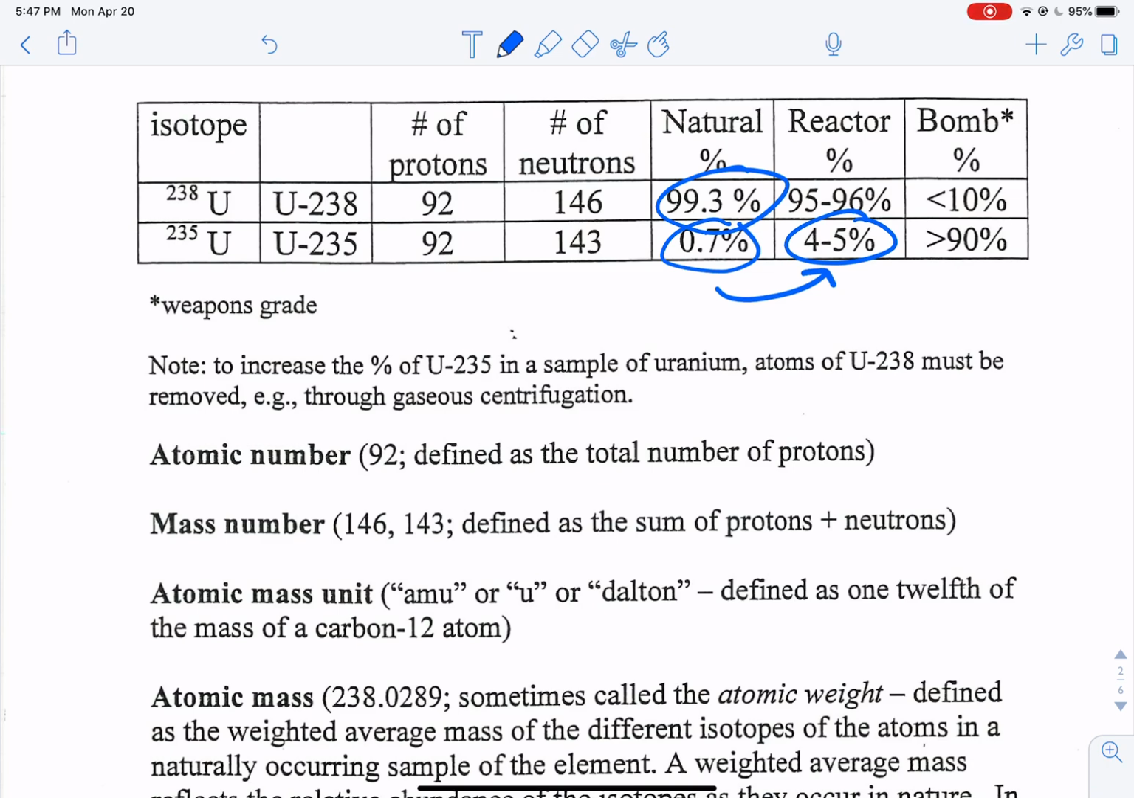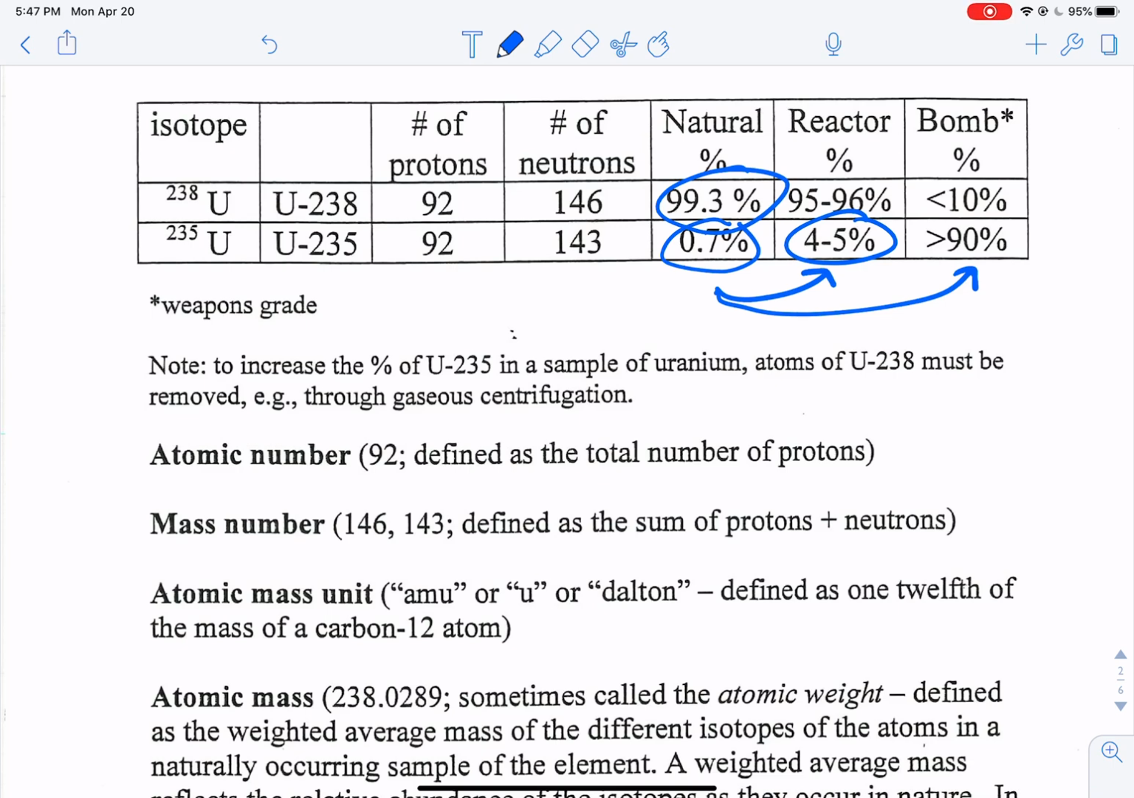Now, in order to get bomb-grade uranium, you've got to operate those centrifuges or that diffusion process much longer. It's much more extensive and expensive because a nuclear weapon has got to be over 90% uranium-235. And it's interesting to note that Iran, for example, is at 20% and counting uranium-235. And deep underground, they have lots and lots of centrifuges at work.